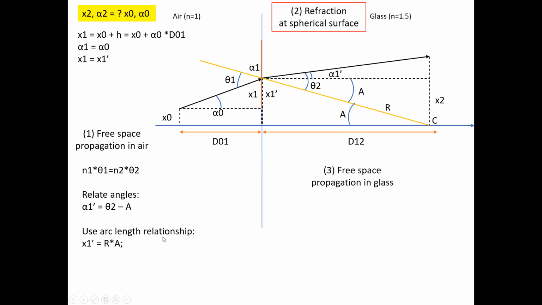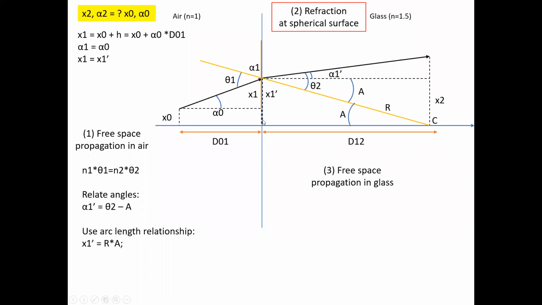Next, we use the arc length relationship. So now we have to figure out what A is, because I just added another angle to the picture, A. So what is A? Can I relate it in some way to the terms that I know? Yes, I can. How? Remember the arc length relationship that I first discussed. So S equals R theta.